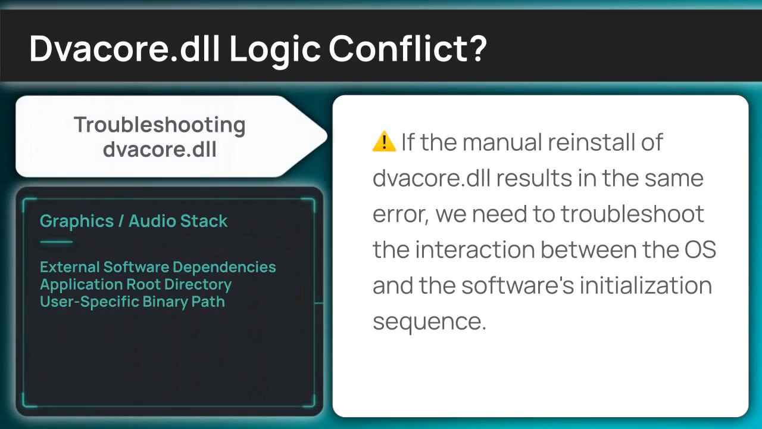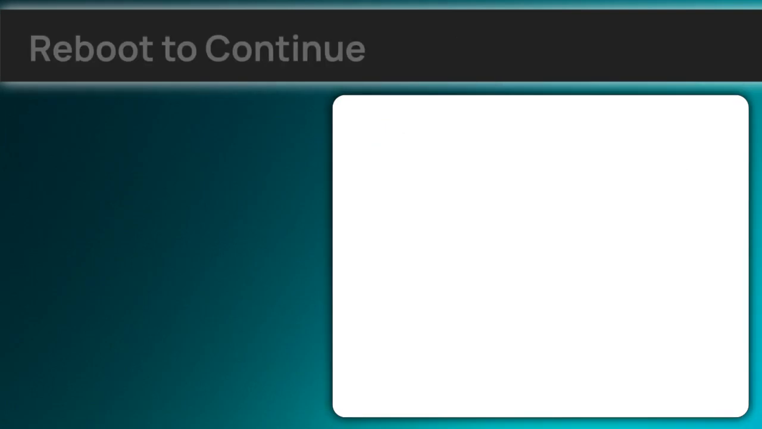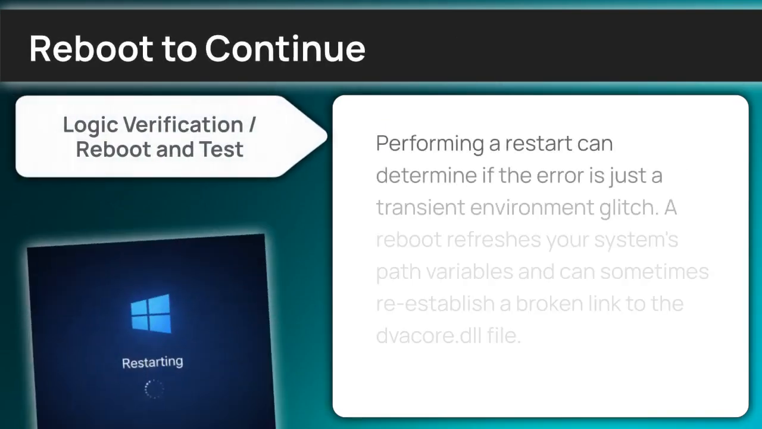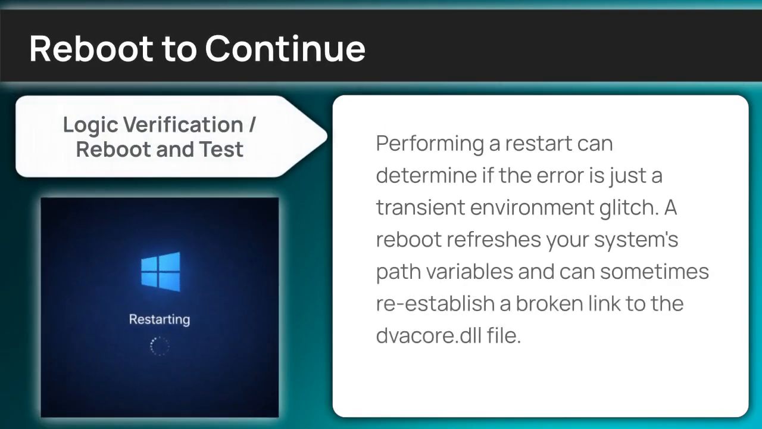Should the reinstallation fall short, the next step in our protocol is to validate the integrity of your system's startup environment. A quick system restart is a practical way to ensure that all shared libraries, including DVA Core Library, are being loaded correctly into the current session's memory.